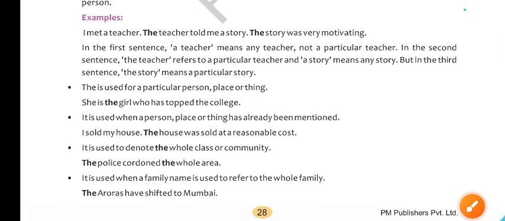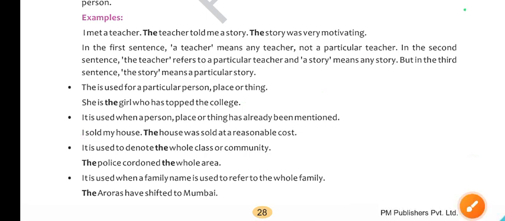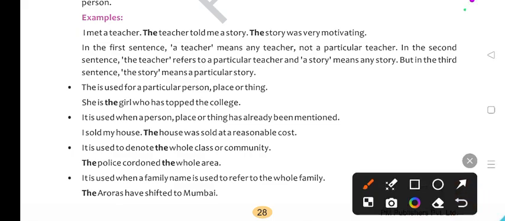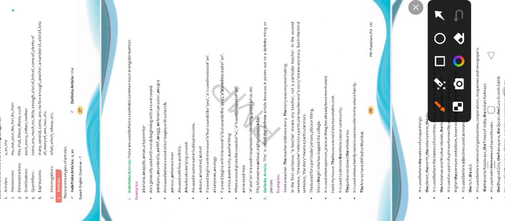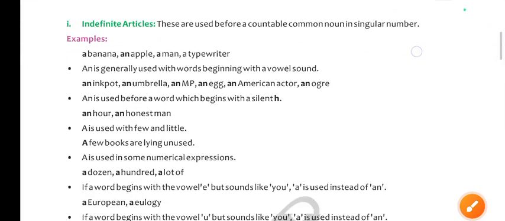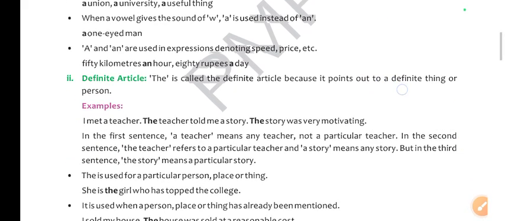Now, "the" is used for a particular place or thing. It is used when a person, place or thing has already been mentioned. Like, I have already told you, I sold my house. Now I'm talking about the house. Now you are able to understand that I'm talking about the particular house.